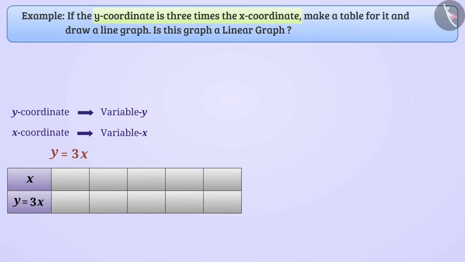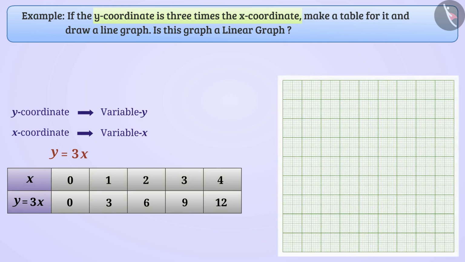If we take a value of x as 0, then the value of y will be 3 multiplied by 0 is equal to 0. If we take the value of x as 1, then the value of y will be 3 multiplied by 1 is equal to 3. Similarly, if the value of x is 2, then the value of y is 3 multiplied by 2 is equal to 6. Similarly, we will find the value of y for different values of x.